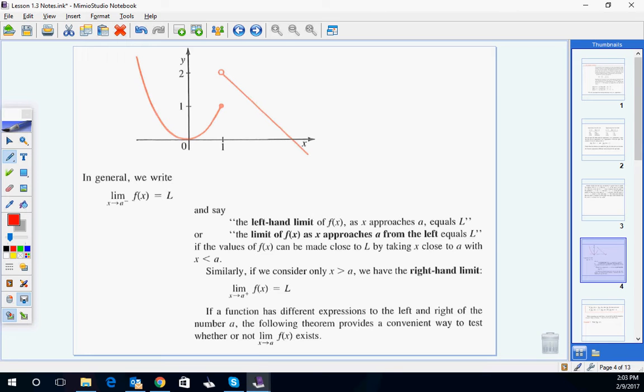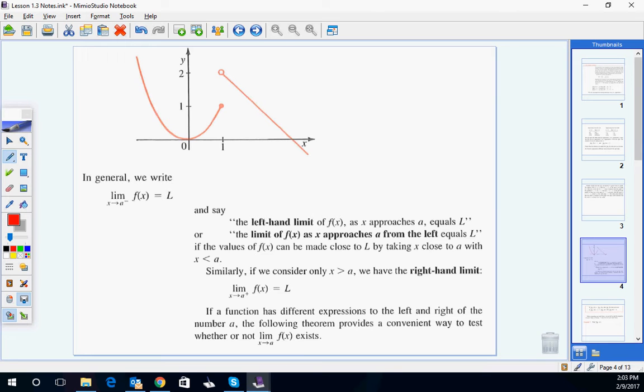Okay, so in general, the left-hand limit as x approaches a equals L. So the left side as it approaches, our limit is 1. And on the right side, it approaches 2 at 1.